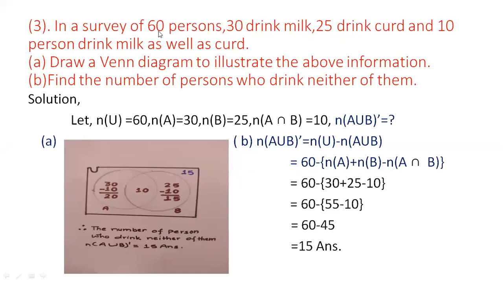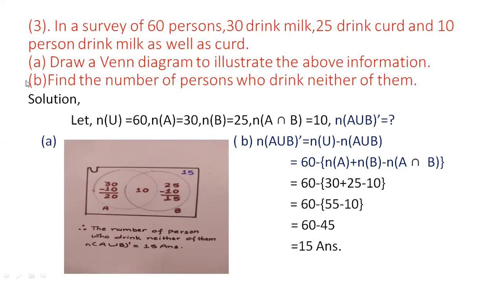In a survey of 60 people, read the question. Total people are 60, so we denote this 60 by n(U), the universal set. 30 drink milk; milk we suppose as set A, n(A) is 30. And 25 drink curd, which I have supposed as B, n(B) is 25. And 10 drink milk as well as curd, that is common, so n(A intersection B) is 10.